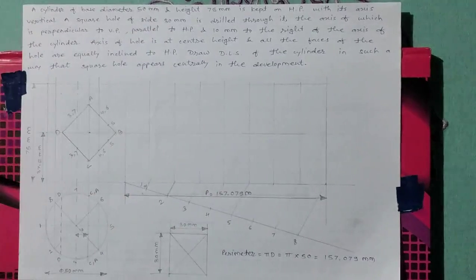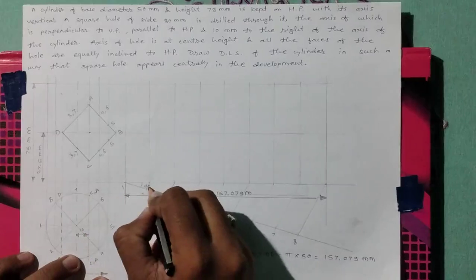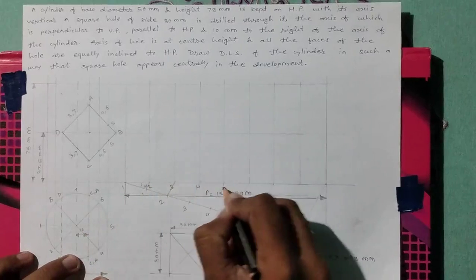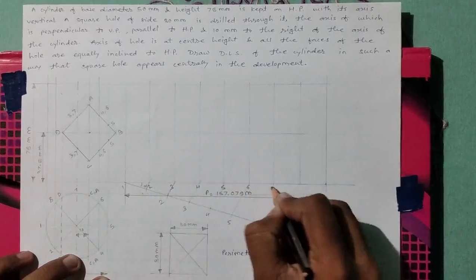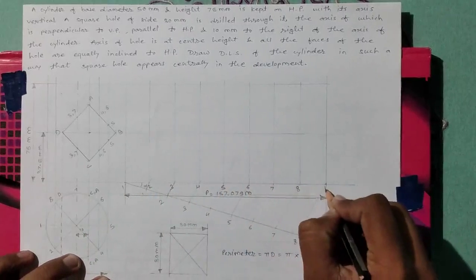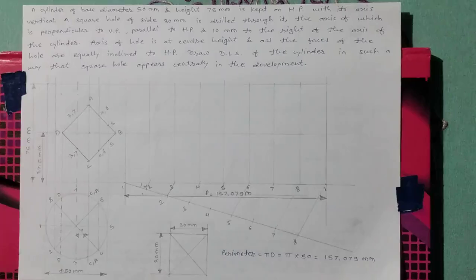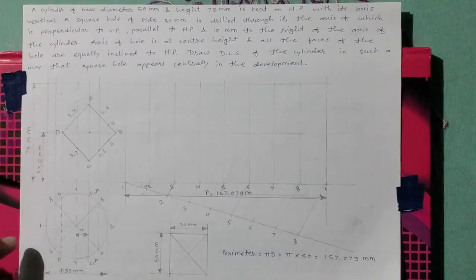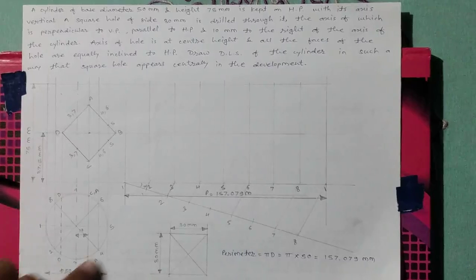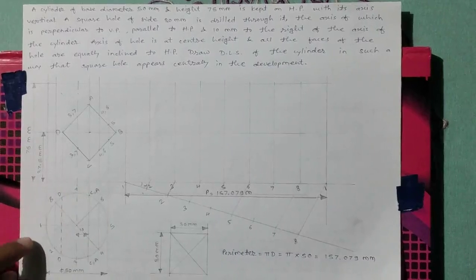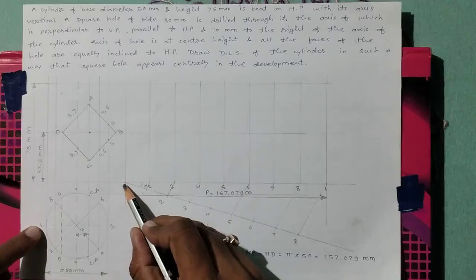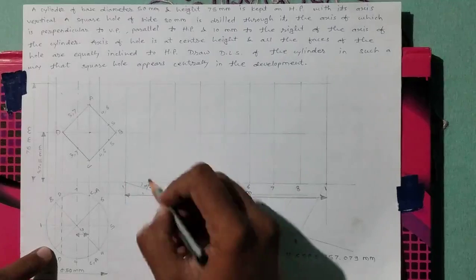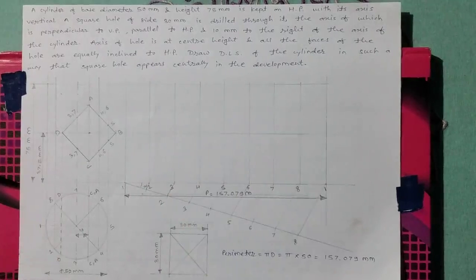After dividing this rectangle, we have to give names to the divisions as 1, 2, 3, 4, 5, 6, 7, 8, and again 1. We'll start to transfer the points from 1, 2, 3, 4 up to 8. Here is point 1, here is point 1. After that, there is point 2. Here is point 2. After point 2, there is D point.